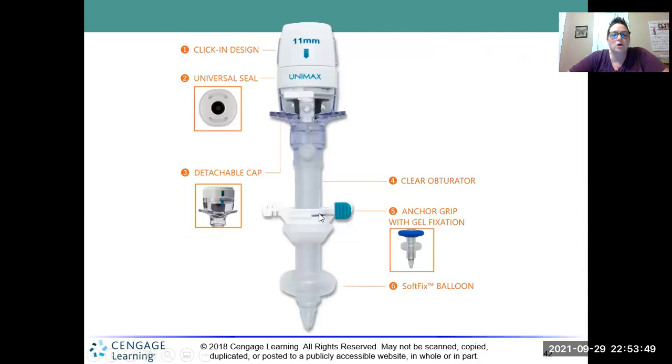So here is a trocar. They're in multiple sizes. You can see this one is 11 millimeter. There's 12 millimeters, 5 millimeters. We have a good variety in the lab. There is a seal here that will keep anything from coming out. A cap that can be detached. Here's an obturator, and it's usually clear so that the pathway can be seen. And then there's an anchor here and a balloon here if that needs to be inflated to allow the trocar to stay in place.